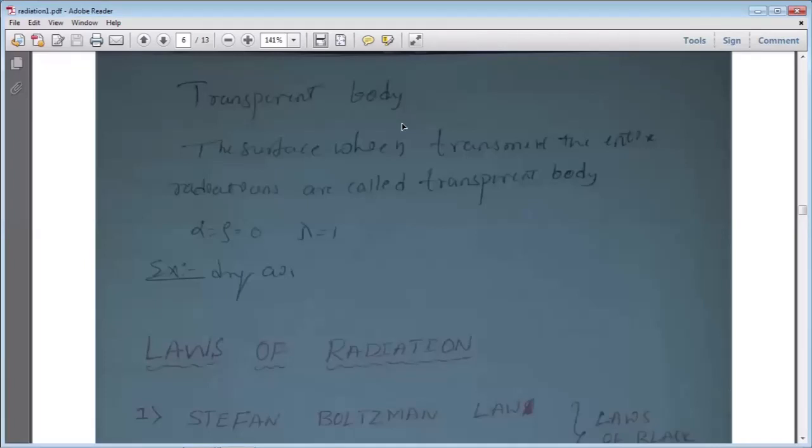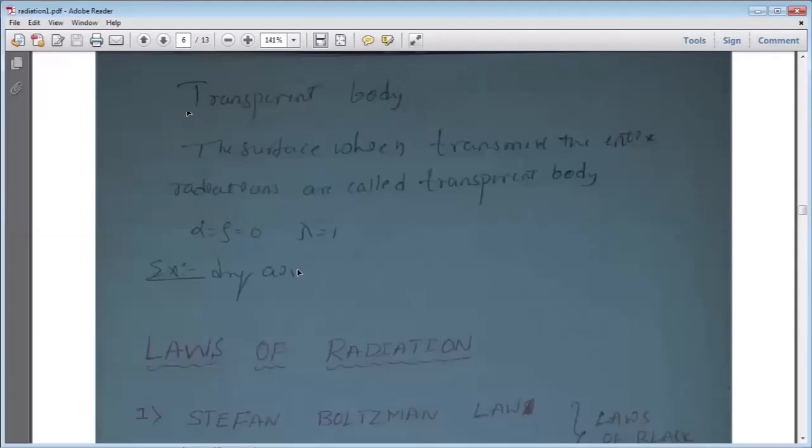Dry air in the environment acts as a transparent body, because dry air transmits whatever radiations fall on it. A surface which transmits the entire radiation is called a transparent body. In that case, alpha is equal to rho is equal to 0 and tau is equal to 1. So the transmittivity of a transparent body is 1, and alpha is equal to rho is equal to 0. An example is dry air.